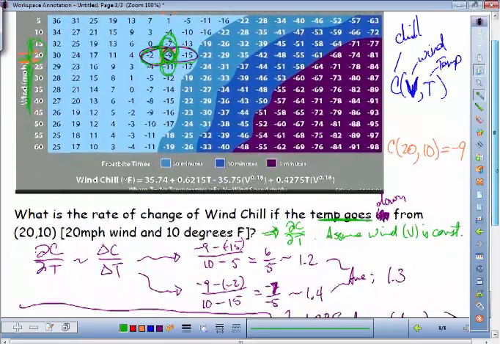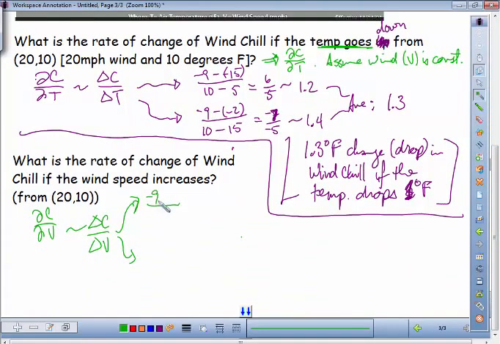So -9, -7, -9 minus -7, and then the wind speed goes from 20 to 15. So I have a -2 over +5. Is that a 0.4? -0.4.